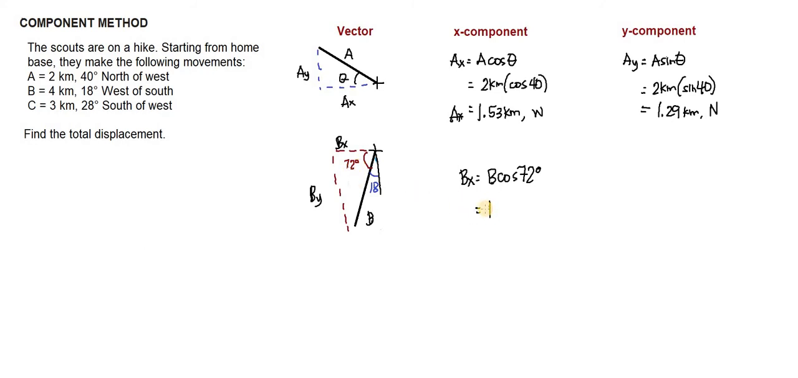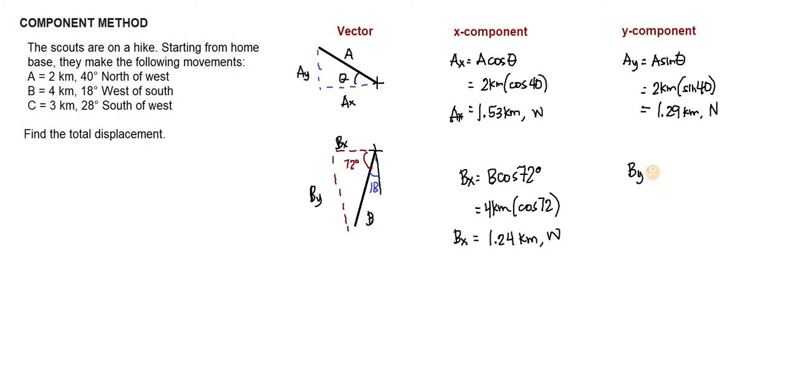Okay? So that will be, of course, 4 kilometers from our given. Then, multiply by cosine 72. Okay? And that will give you 4 cosine of 72, 1.24 kilometers. And the direction is west. Okay. You can verify using other method and it's okay.